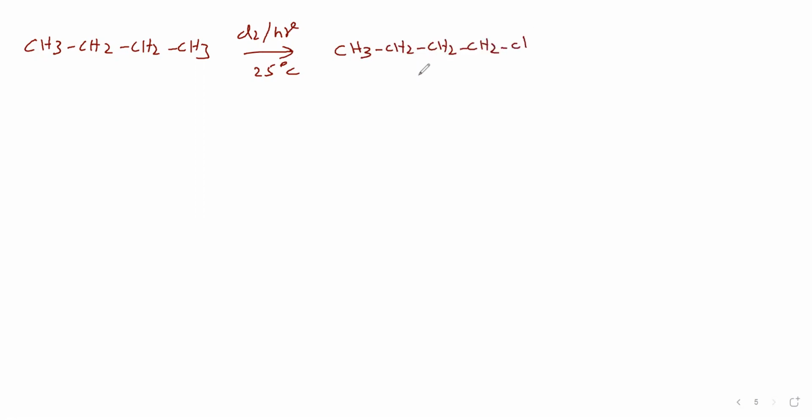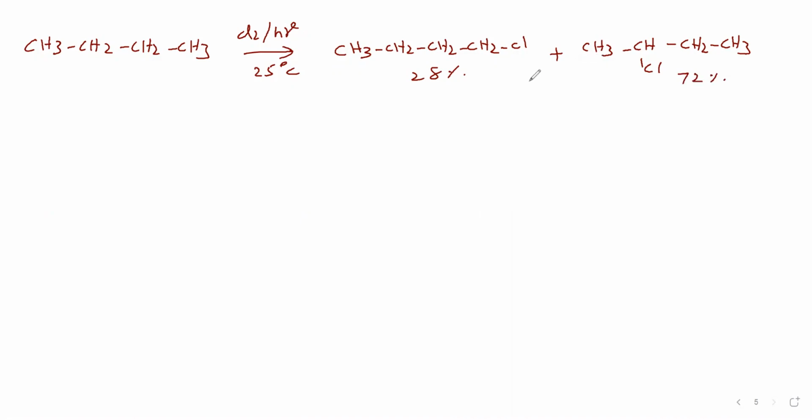This percentage is 28%. Then secondary hydrogen is going for chlorination. That monochlorination product is this one. Here the percentage is 72%.